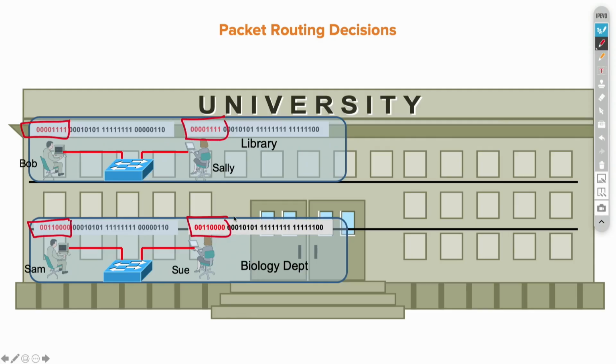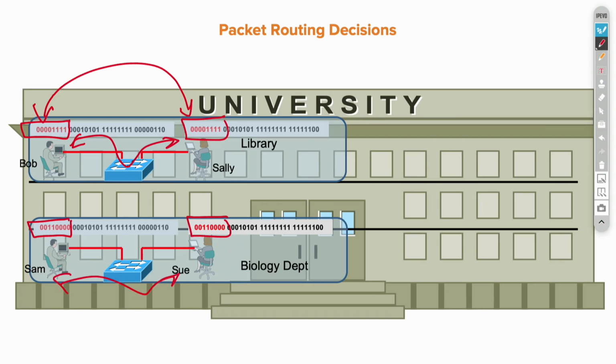Now, if Bob wants to send a packet to Sally, he's going to create that packet, and he's very quickly going to recognize, by comparing his source address against the destination, that Sally's address is in the exact same network as himself. So he can just use this switch right here to talk to her. They can just talk directly back and forth with that switch. Similarly, if Sam wants to talk to Sue, they're in the same network. They can just use this switch.